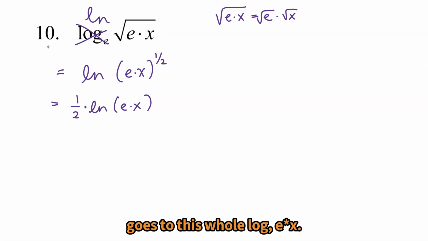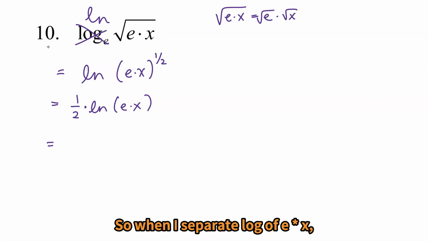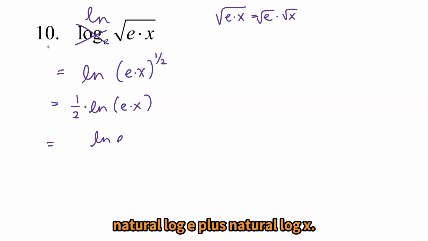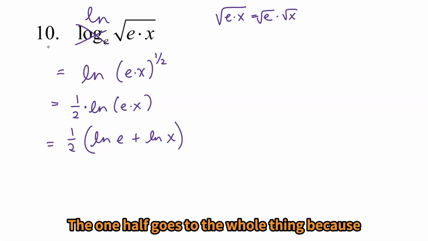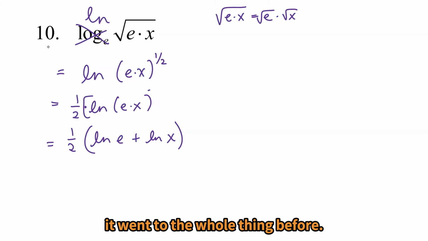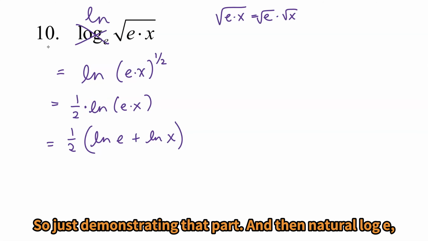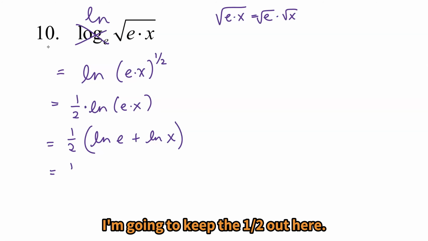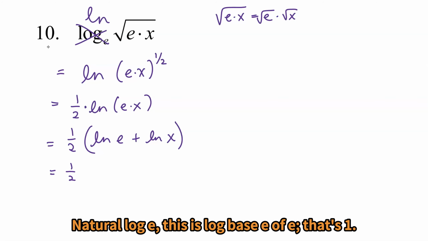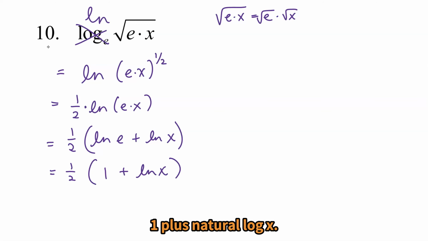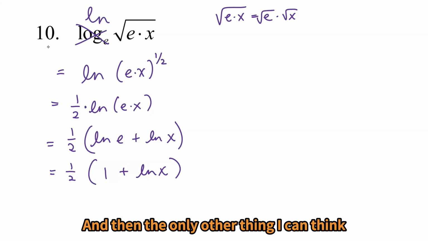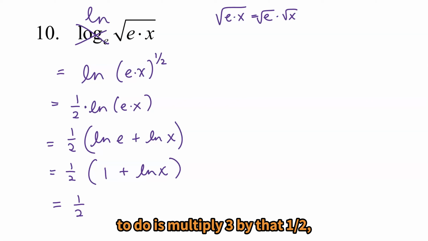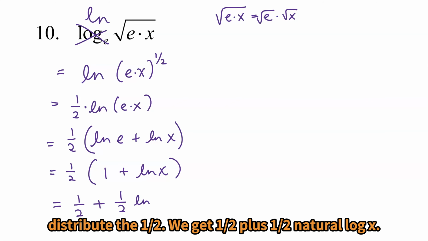Notice that the 1/2 goes to this whole log, e times x. So when I separate log of e times x into natural log e plus natural log x, the 1/2 goes to the whole thing because it went to the whole thing before. So just demonstrating that part. And then natural log e, I'm going to keep the 1/2 out here. Natural log e, this is log base e of e, that's 1. 1 plus natural log x. And then the only other thing I can think to do is multiply through by that 1/2, distribute the 1/2. We get 1/2 plus 1/2 natural log x.